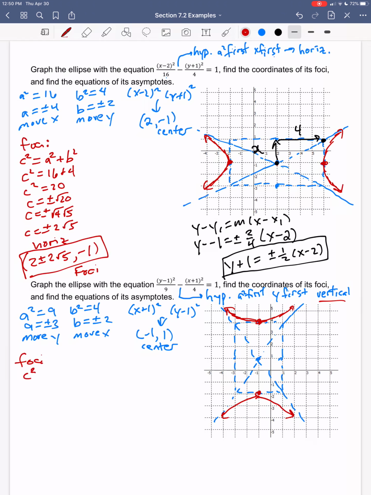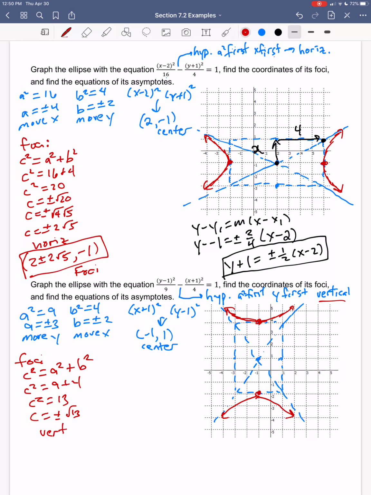To find my foci, well, we're always starting here. c squared has to be bigger than a squared. So c squared here is going to be 9 plus 4. So that's 13. So in this case, c is just plus or minus square root of 13. And there's nothing I can do to simplify that.